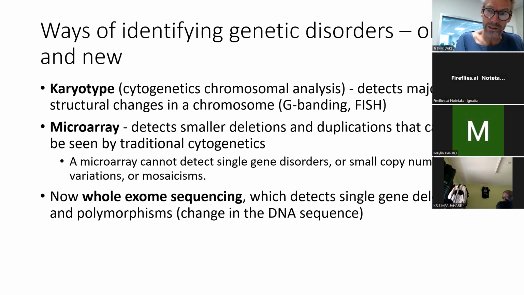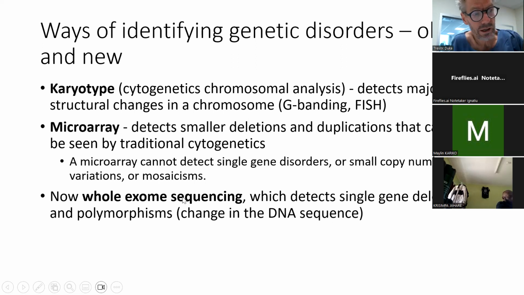and the karyotype. A microarray can detect single gene disorders, very small copy number variations, and mosaicism. Remember, mosaicism is where you've got some cells that actually have a mutated form of the genetic code and some that have a normal form of the genetic code. That's a mosaic. And microarrays can detect that.